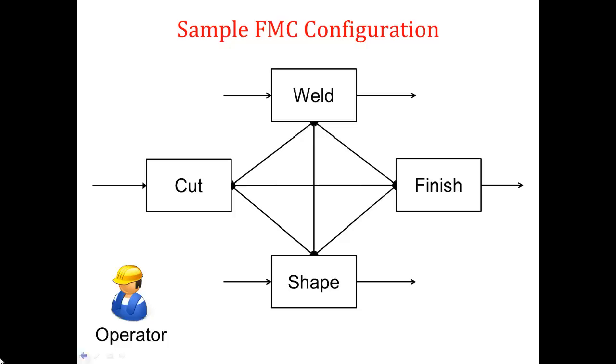You can see in our system that the parts can arrive, so the arrows pointing into a station indicate the arrival of a part. Parts can arrive to any station, they can depart from any station, and they can be transported between any pair of stations.